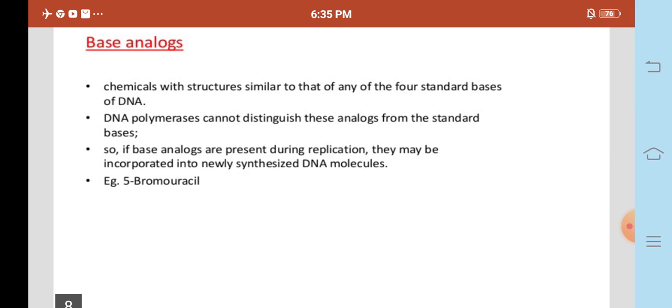First we are going to discuss base analogs. Chemicals with structure similar to that of any of the four standard bases of DNA. DNA polymerases cannot distinguish these analogs from the standard bases. So, if base analogs are present during replication, they may be incorporated into newly synthesized DNA molecules. Example: 5-bromouracil.